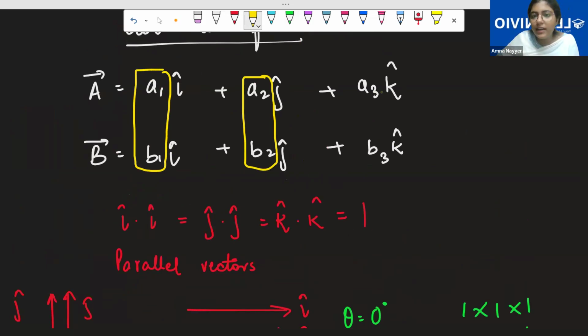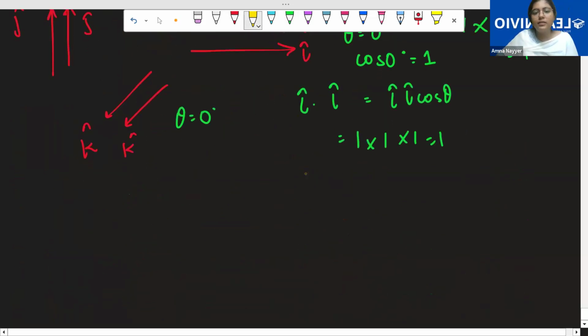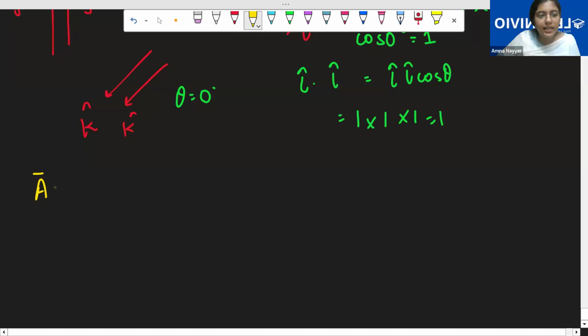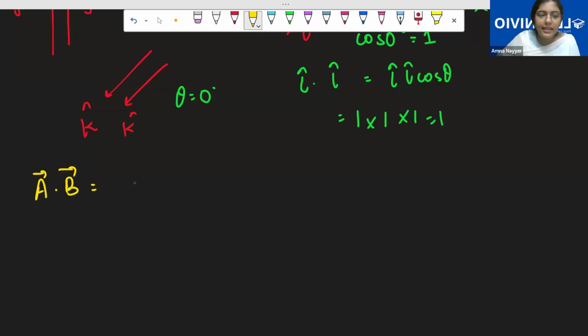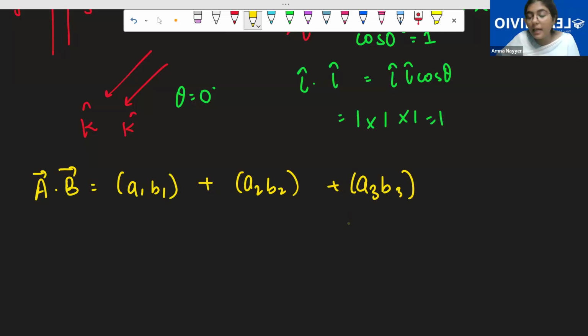Because the unit vectors you already know. So how can you write? You can say A dot B is equal to, let's say, A1 into B1 plus A2 into B2 plus A3 into B3. No need to write i cap, j cap, k cap because their products are already 1. That's it. This is your answer.